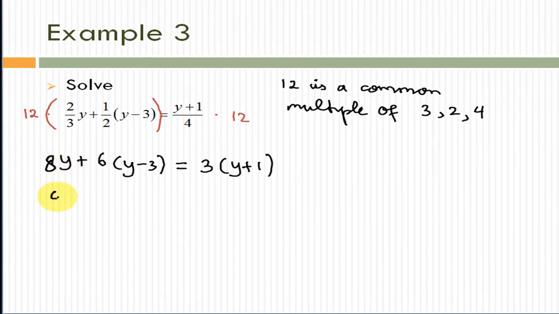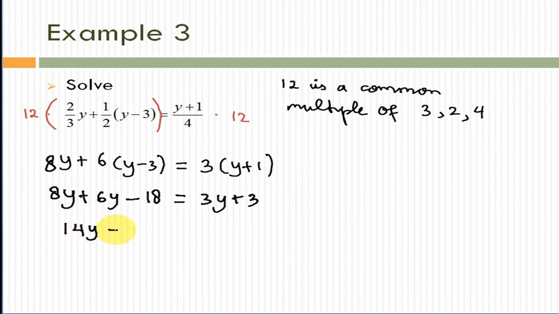Okay, so we have 8y plus 6y. Now we use the distributive property of multiplication. 6 times negative 3 is negative 18, equals 3y plus 3. We can simplify this because they are the same kind of terms. So 8y plus 6y is 14y minus 18 equals 3y plus 3.